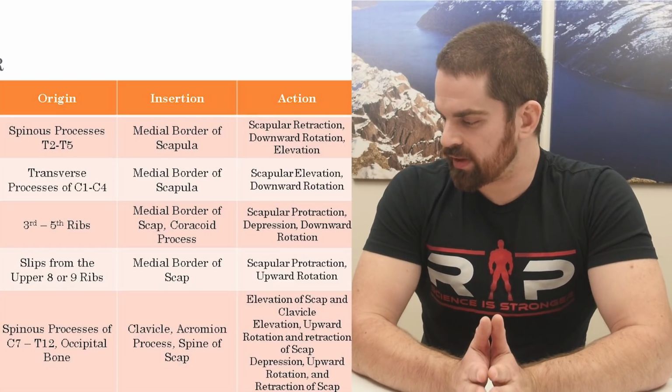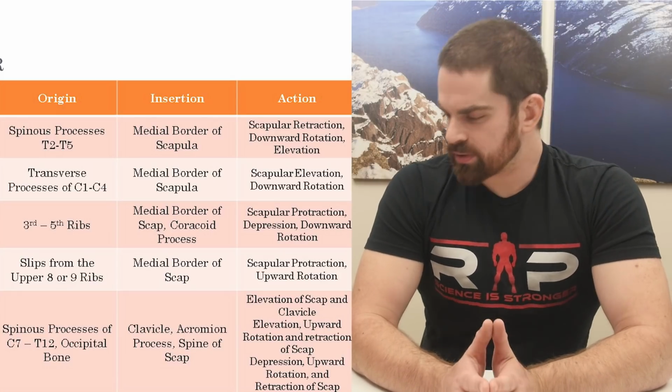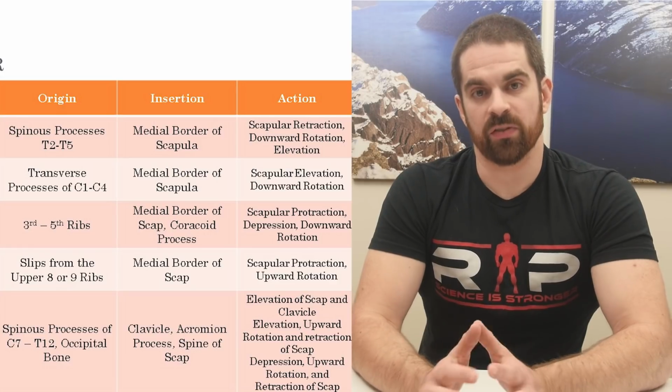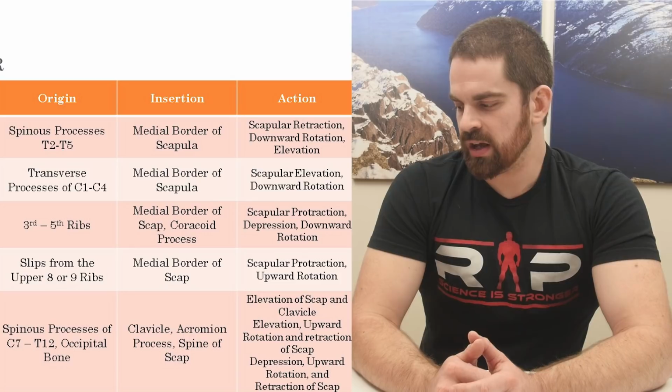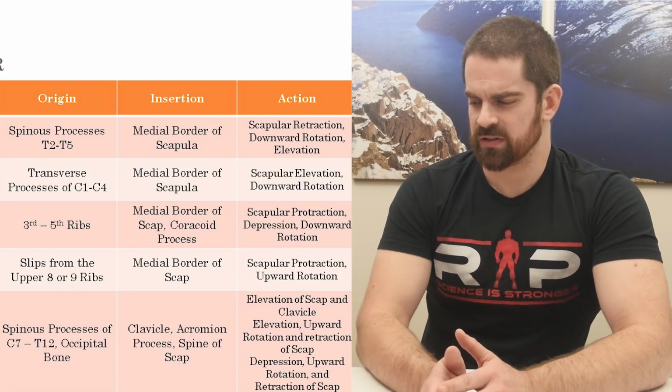The major things that we'll see are elevation of the scapula and clavicle for the upper fibers. Elevation, upward rotation, and retraction of the scapula for the more middle fibers. And then for the lower ones, depression, upward rotation, and retraction of the scapula. So we see some synergy there, but slight differences as well.